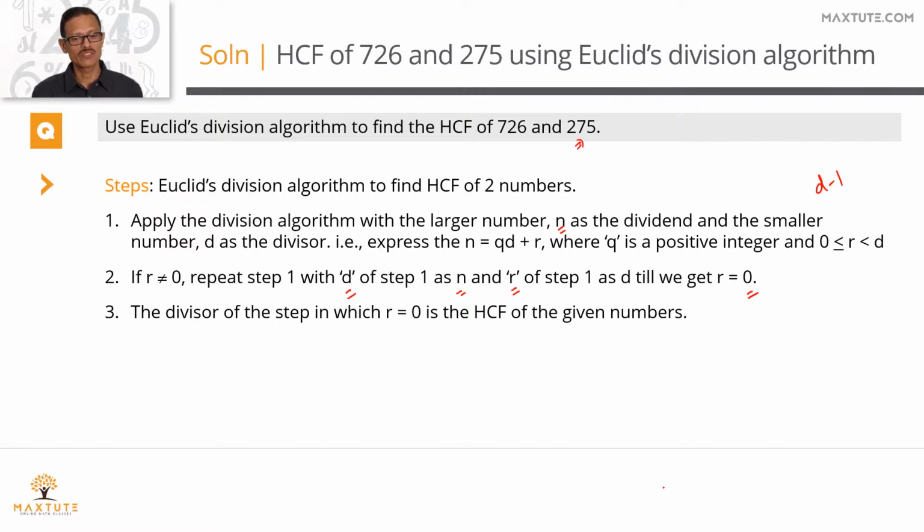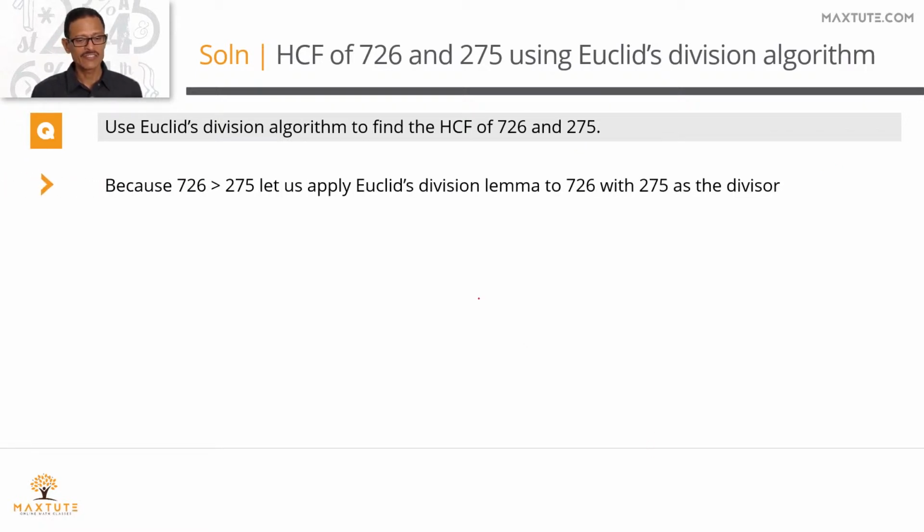Let's run through this process with this example so it gets very clear to us. In this case, we have 726 as greater than 275. So 726 becomes our n and 275 is our divisor. Let's apply it. I'm writing step 1 here. In step 1, 726 equals 275. Let's see whether it will divide it.